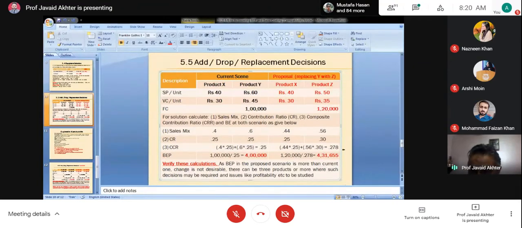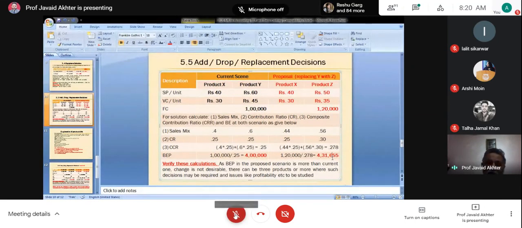What if in the change scenario also BEP is the same? Suppose here your answer is again the same, 4 lakh. If your break even in both scenarios is the same, what will be your decision? Continue with the current scene. Continue with the old one. Yes. Okay. Any other answer or any other reason for that?